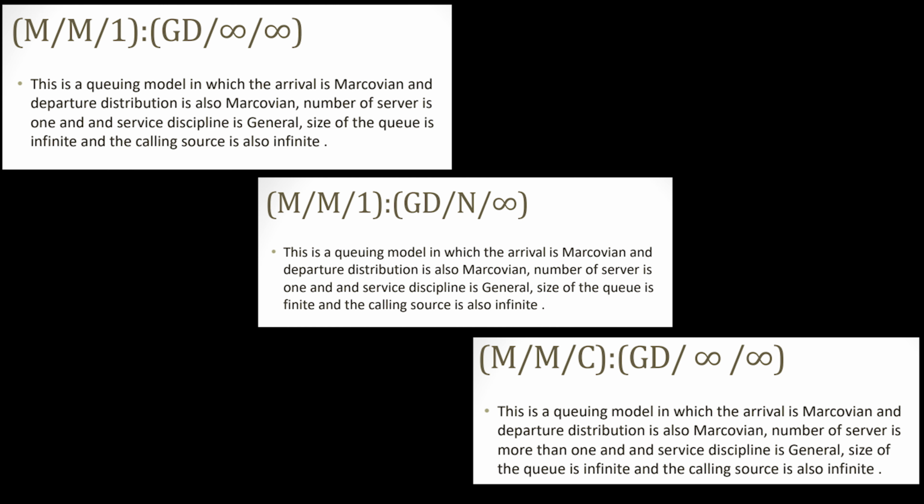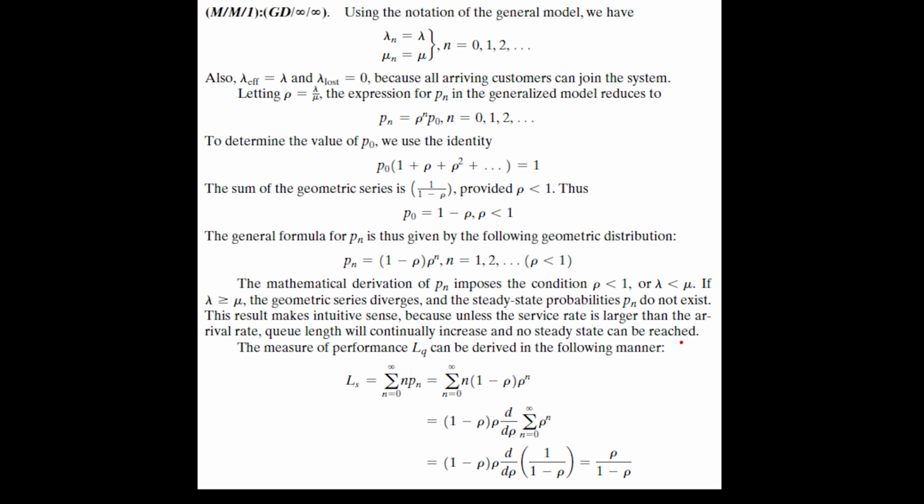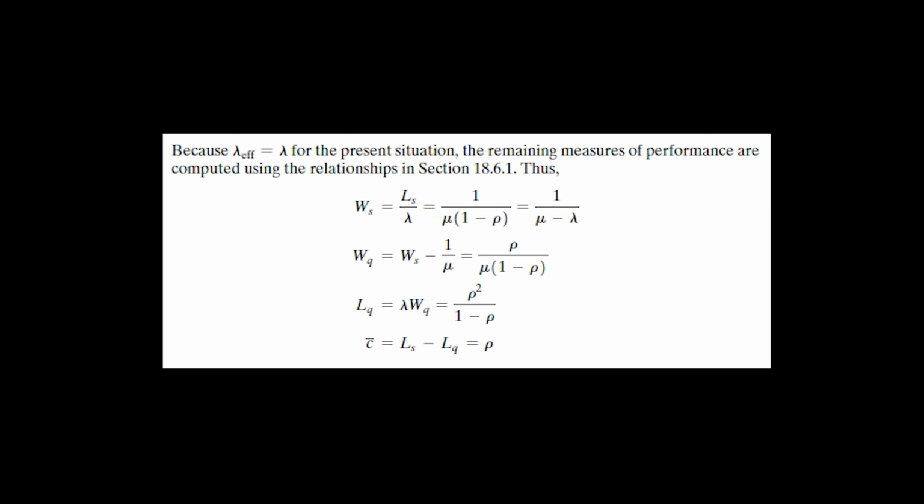So there are two more models left which you can take as homework, and at last let's discuss some important notation and formulas of the MM1 GD infinity infinity model. In this picture you can see some notations and formulas of the MM1 GD infinity infinity model: lambda, mu, probability of n customers in the system, probability of 0 customers in the system, and average number of customers and expected number of customers in the system and queue, expected waiting time per customer in the system and queue. So these are some important formulas.